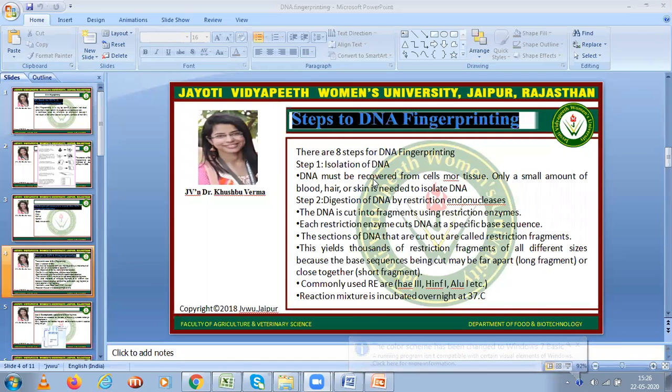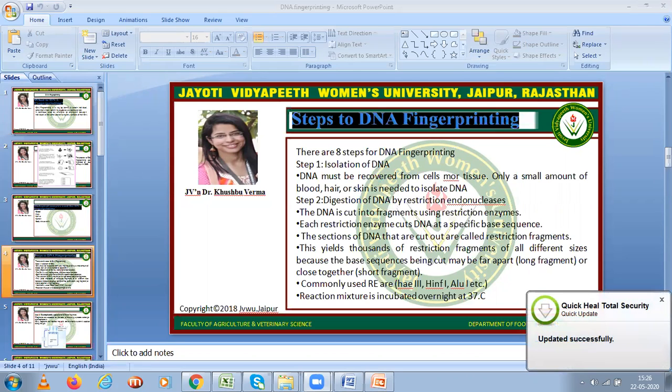First is isolation of DNA. DNA must be recovered from the cells or tissues. Only a small amount of blood, hair or skin is needed to isolate DNA. Second step is digestion of DNA by restriction endonucleases. DNA is cut into fragments using restriction enzymes.